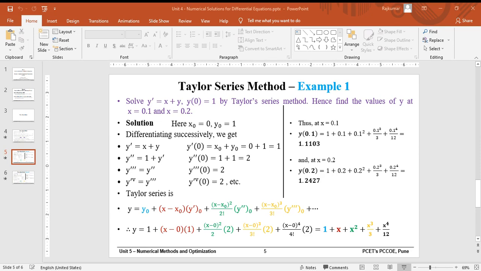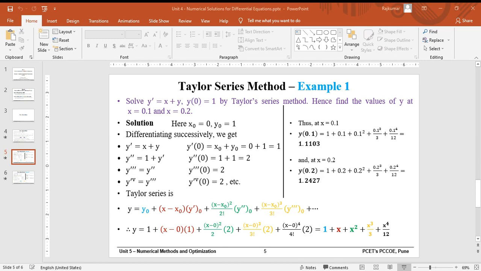Again, take the differentiation and you will get y raised to 4. Put the initial values and you will get 2, and you can continue in this way. Then you need to write down the Taylor series for the values available with you. In this problem, the maximum value estimated is y raised to 4, so you need to write the equation up to power 4. Here I wrote only up to power 3, but you can extend it.